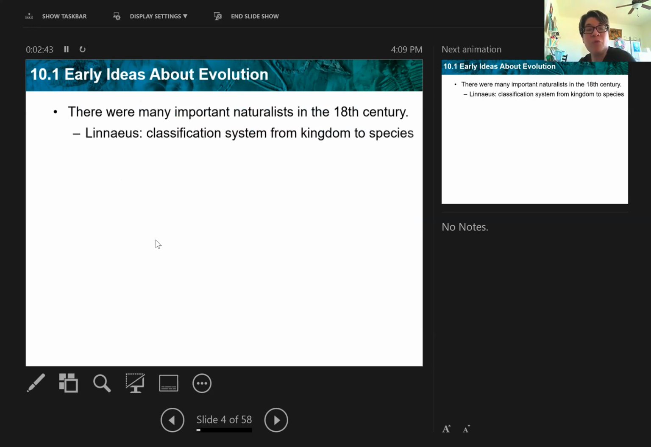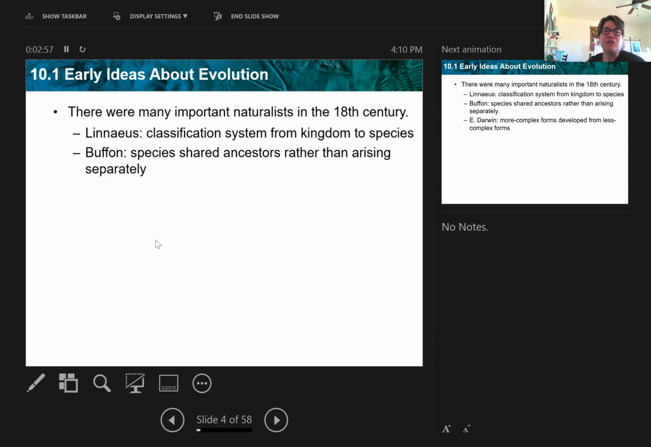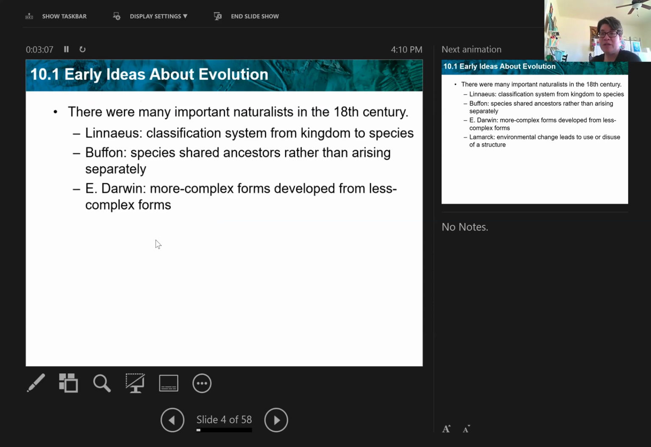Linnaeus was pretty important back in the 18th century in Darwin's time, and he was trying to figure out how to classify, like what kingdom is it in, what phylum, what family. That's what Linnaeus was working on. Buffon thought that species shared ancestors, so that was another step, that we have ancestors. And then this is Erasmus Darwin, Darwin's grandfather, and he thought that there would be less complex forms and then more complex forms would develop after them. So that's what he was looking at.